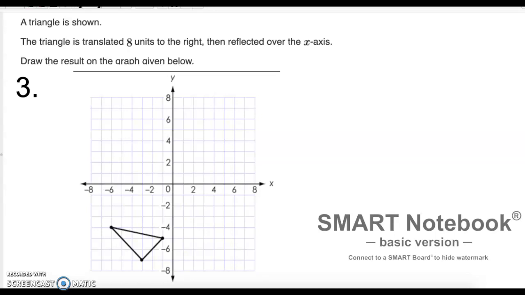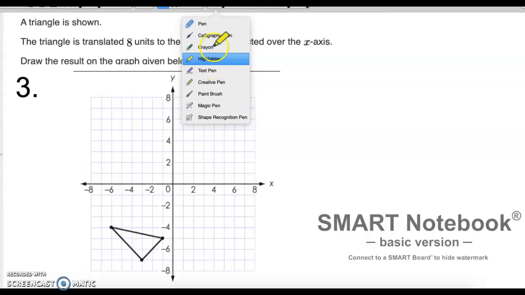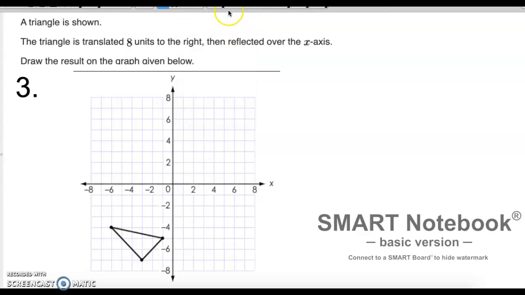A triangle is shown. The triangle is translated 8 units to the right and then reflected over the x-axis. Draw the result on the graph given below. So here there are 2 transformations that we need to complete.